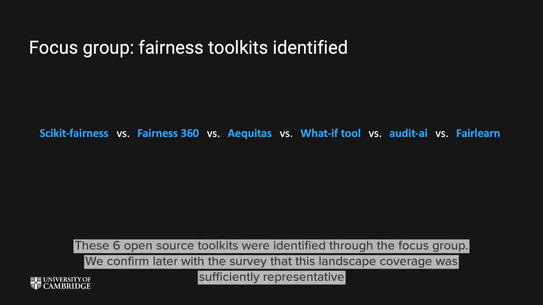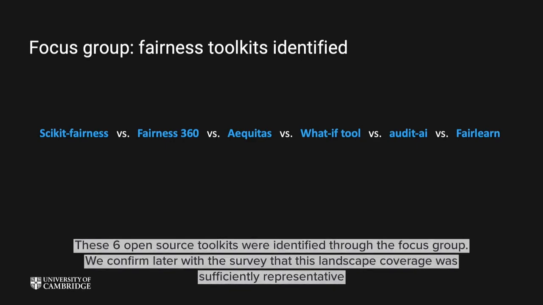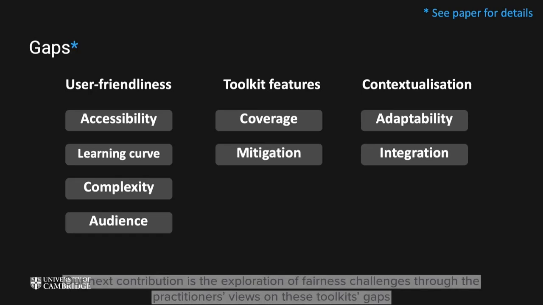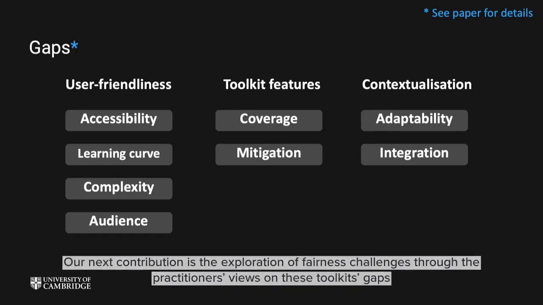These 6 open-source toolkits were identified through the focus group. We confirmed later with the survey that this landscape coverage was sufficiently representative. One of our contributions is this big table compiling the features of each toolkit. Their coverage of fairness metrics and model types varies, so this helps practitioners identify what's compatible with their model and desired metric. Our next contribution is the exploration of fairness challenges through the practitioner's views on these toolkits' gaps.